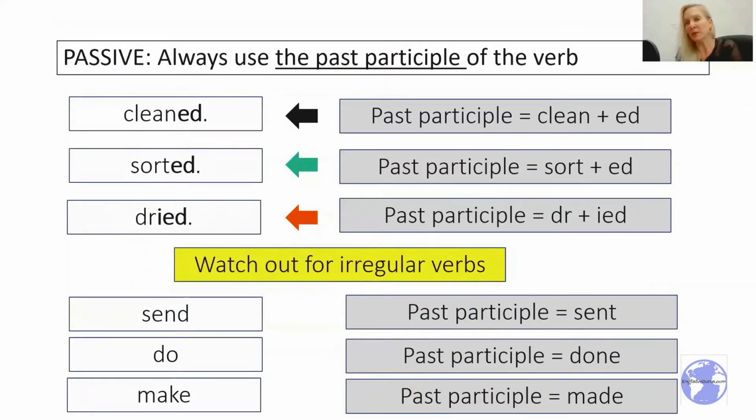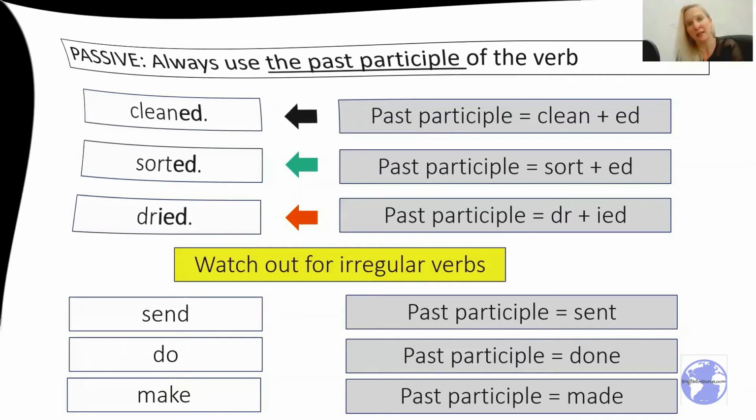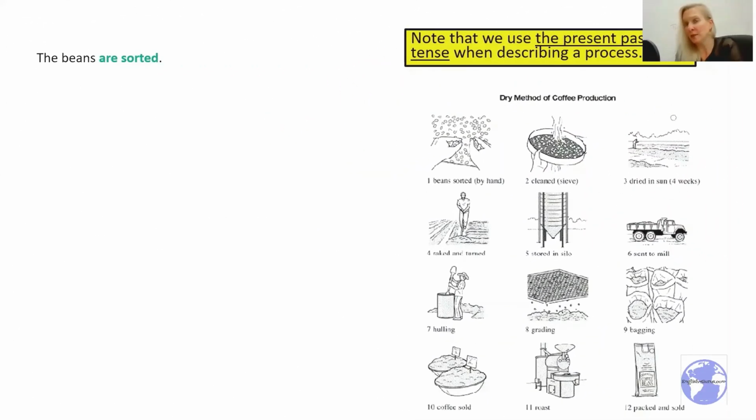Let's take a look at the past participles. How do you form it? You just add ed to the end of the verb. So clean becomes cleaned, sort becomes sorted, dry becomes dried. So watch out for the irregulars, because the irregular verbs change completely. Send becomes sent, do becomes done, and make becomes made. So we use the present passive tense. We're not using the past. We're speaking in the present form.